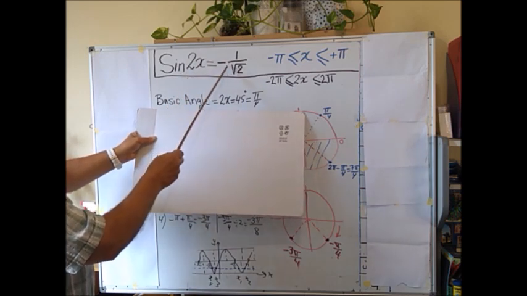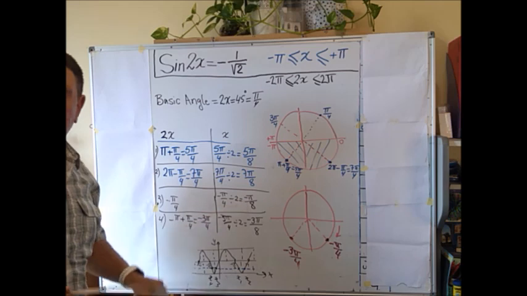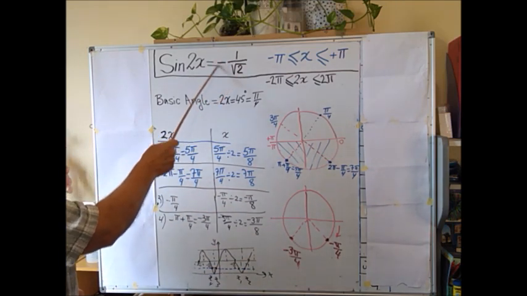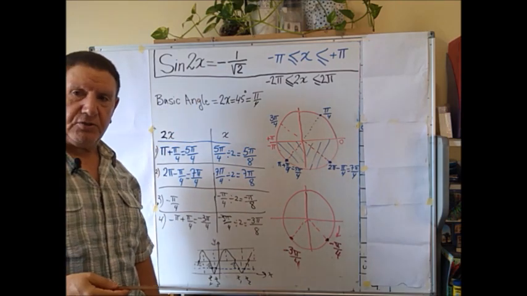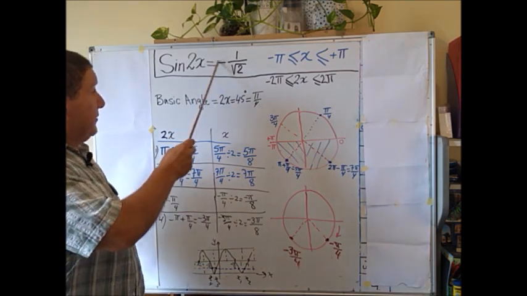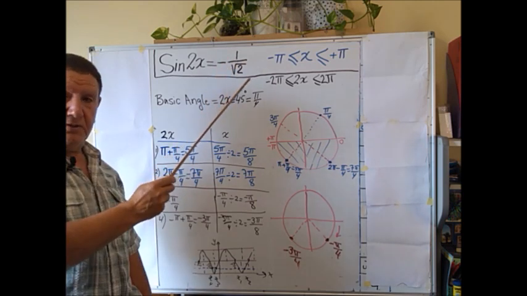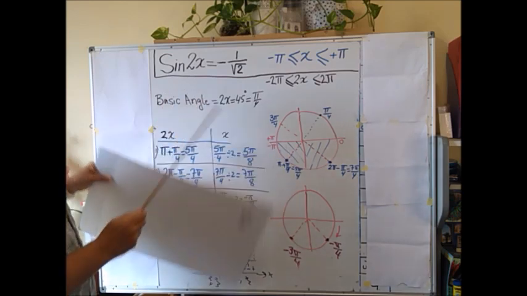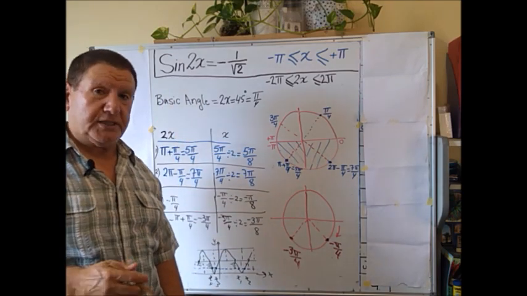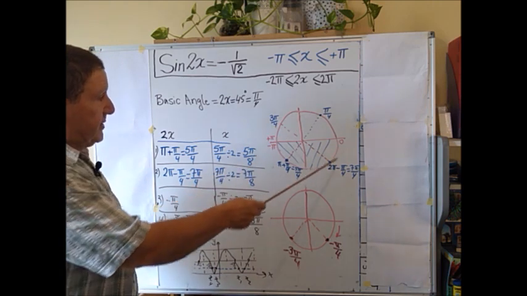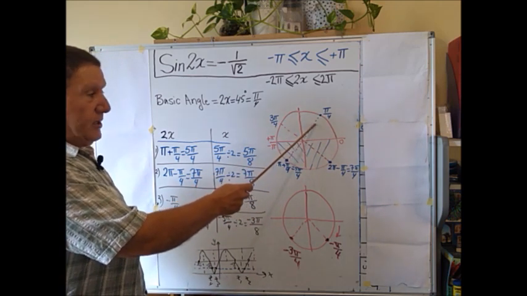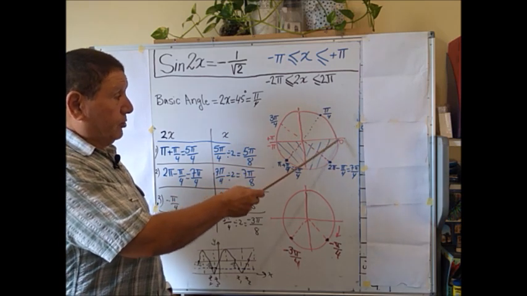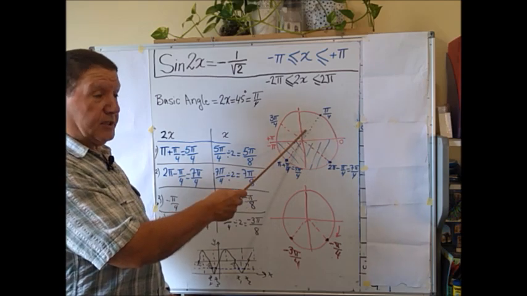Now we ask ourselves, which angle has its sine equal to 1 over root 2? So let's ignore the negative. The first thing in the solution, we ignore the negative sign of the value and find the basic angle. This is the basic angle, that is the angle that is in the first quadrant. If we have the unit circle like this, this is the first quadrant between 0 and pi over 2, or between 0 and 90 degrees.